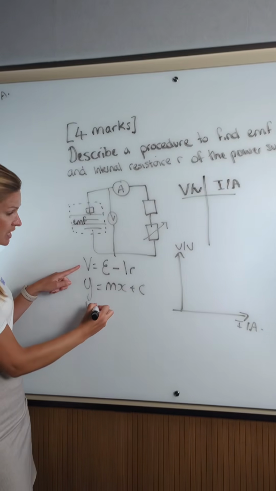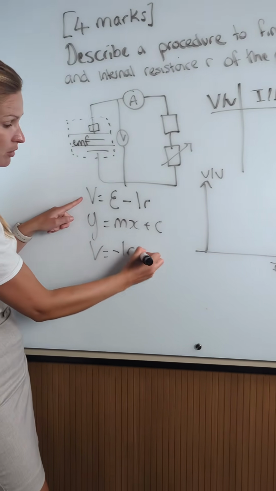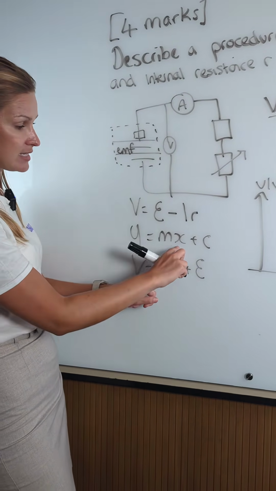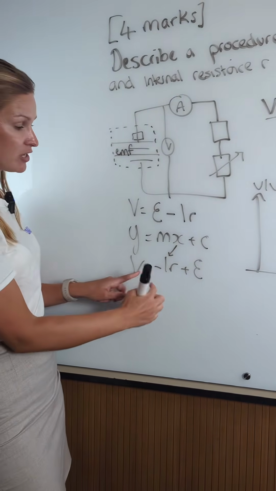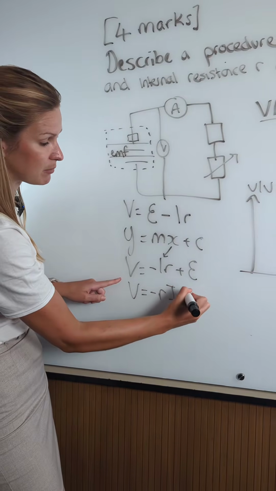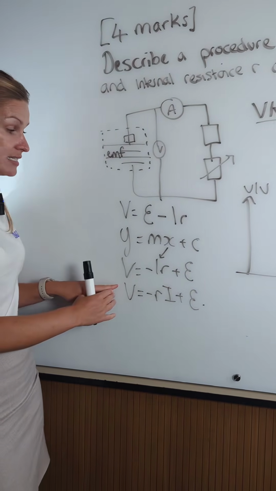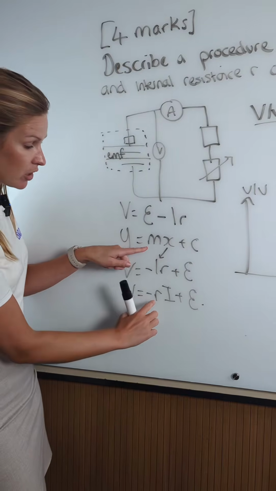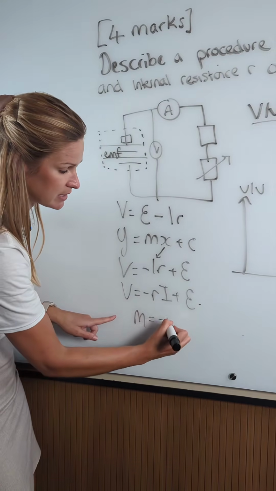So what I'm going to have is V equals minus IR plus E. So now I can clearly see that my x is my I. So I might just write that a bit easier for myself: V equals minus R times I plus E. So I can clearly see that m is going to be my minus R. So the gradient of that line is minus R.